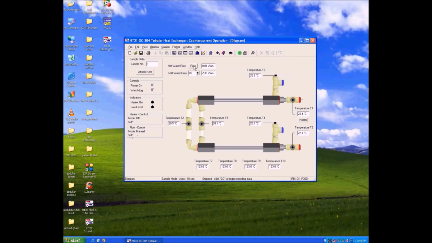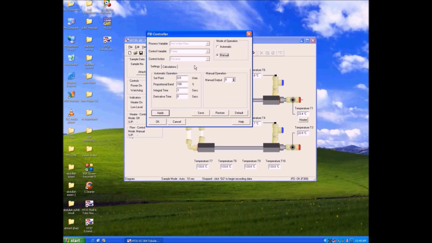Now click on the hot water flow. To adjust hot water flow, click on the flow. So this window will be displayed, and here we'll use the manual and we'll increase the manual input. This manual output is a voltage and current, 50% of power, 30% of power.